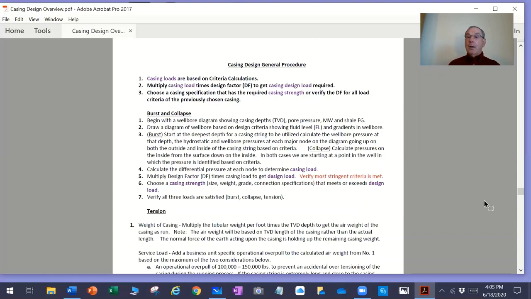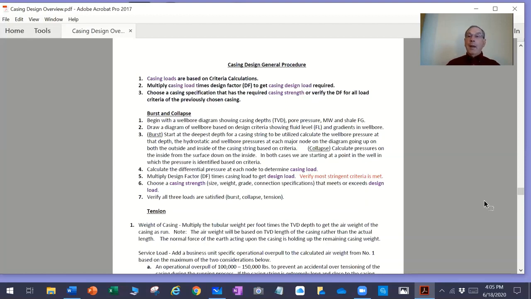So you would calculate it based on a drilling criteria, but then you might check to see if the criteria is a worst case for bullheading or some other criteria. So you want to check all the criteria and make sure you're using the worst criteria for that application in choosing the casing strength. And then number 6, you would choose a casing strength, size, weight, grade, connection that meets or exceeds design load. And then you will verify all 3 loads are satisfied: burst, collapse, and tension.